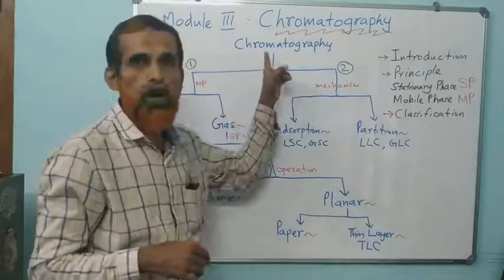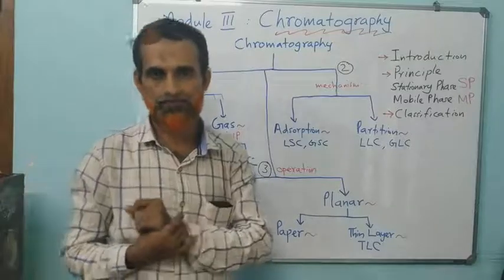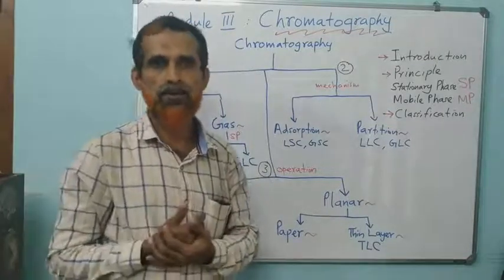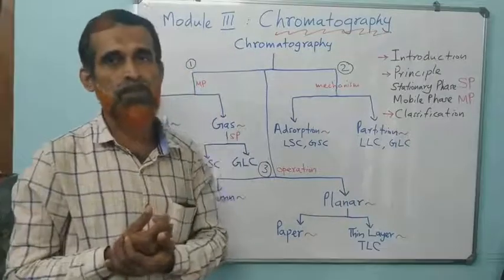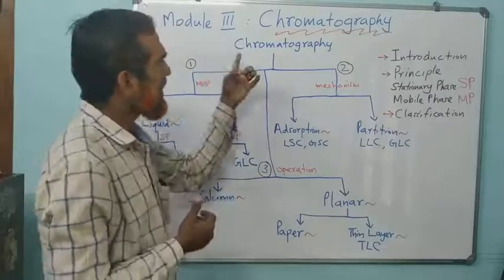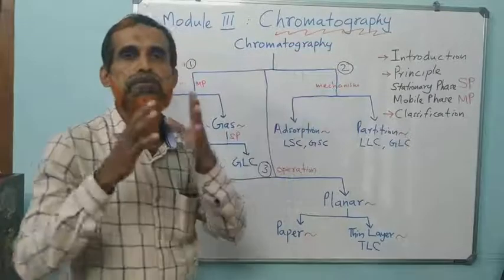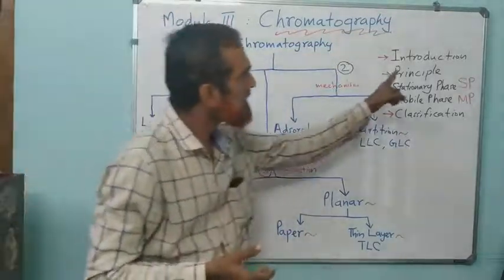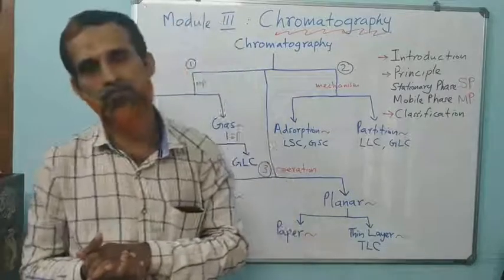The term chroma means color. We have learned about chromophore in spectroscopy, right? So originally it is used for separating colored pigments. That's why the name. Now, what is the principle behind chromatography?